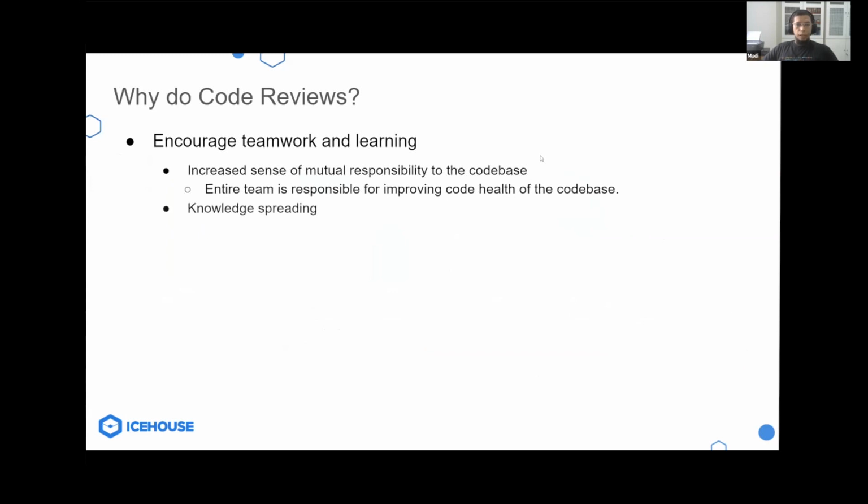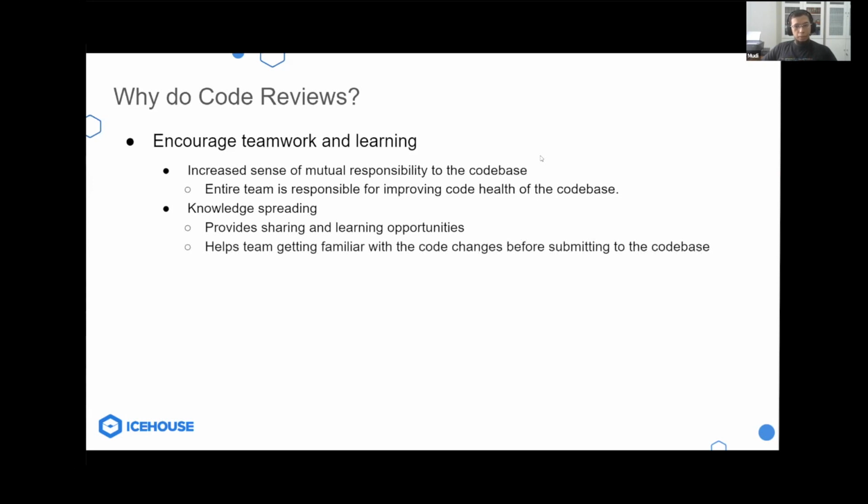Code reviews also help facilitate knowledge sharing between team members. It provides sharing and learning opportunities between senior and junior developers, including introducing better techniques or approaches to solve a problem. It also helps team members to get familiar with the code base, especially for those joining the team in later stages of development.